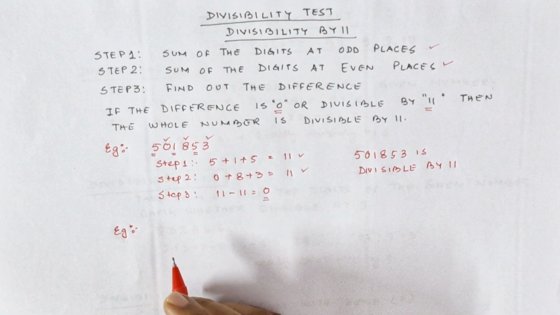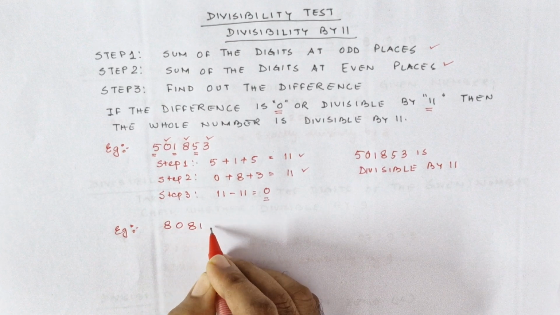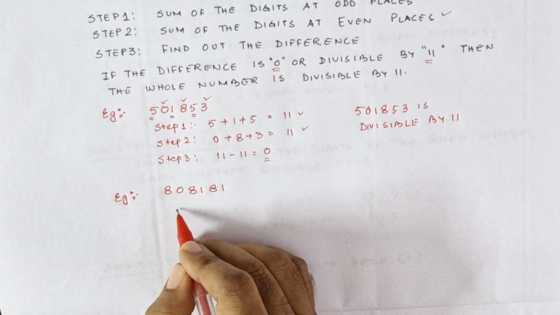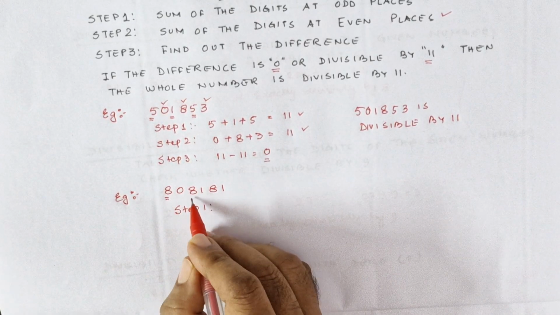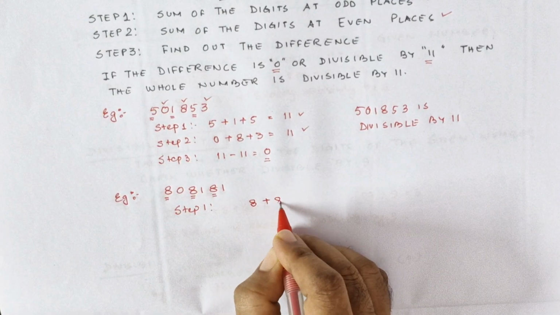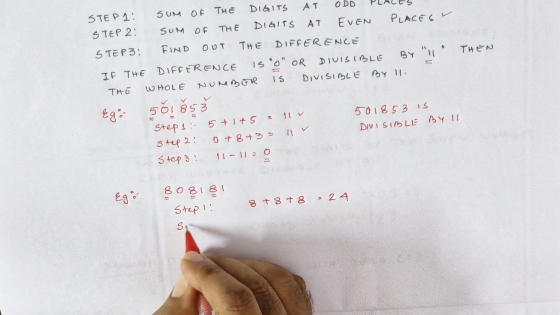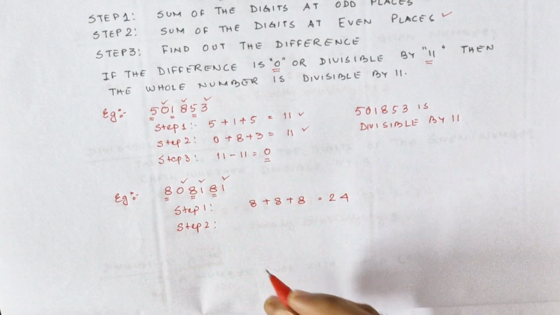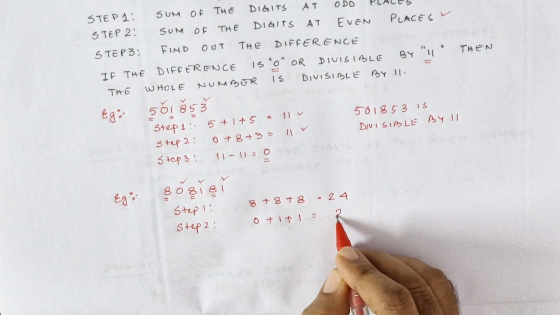So example 2. We'll take this number 808181. So again, the simple step 1. Odd place digits, extract them, add them up. So 8 plus 8 plus 8. So this is 24. Next step, find out the even place digits and add them up. So this one will be 2.